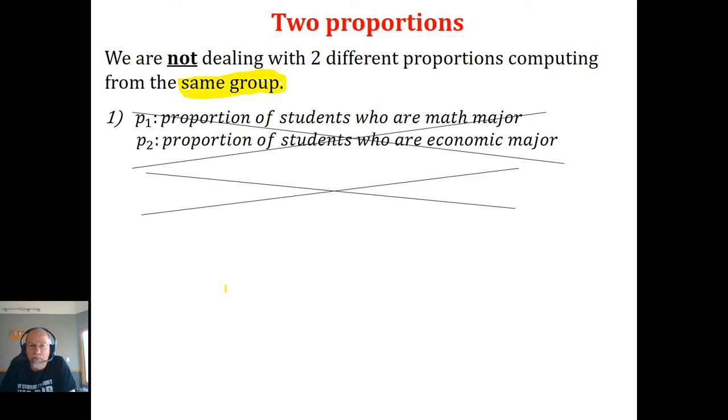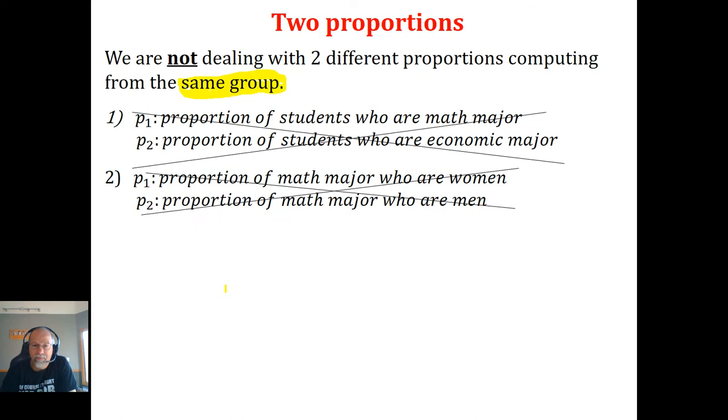When we talk about two proportions from the same group, we're looking for instance at both male and female in a math major, male and female in an economic major. We have to differentiate between two separated groups and two groups inside the same group. An example which is not: the proportion of math majors who are women and the proportion of math majors who are men. Again, we're not inside of the same group. The group is women. The group is men. Now, if the group is math majors, then we can have proportions of men and women inside of the math majors.